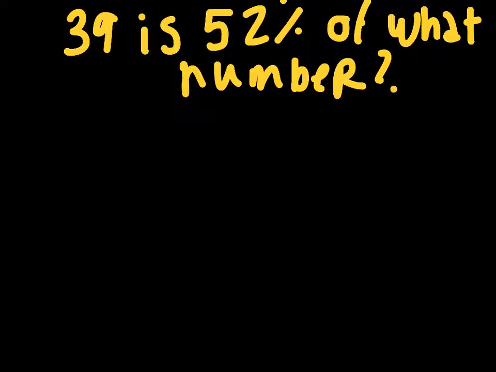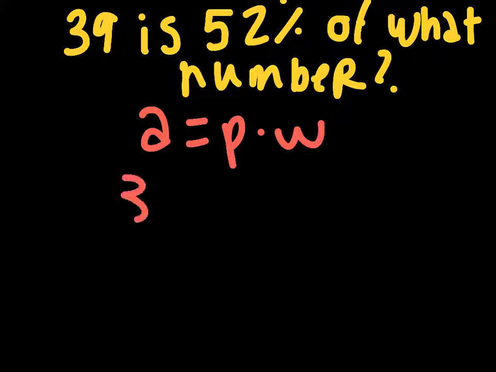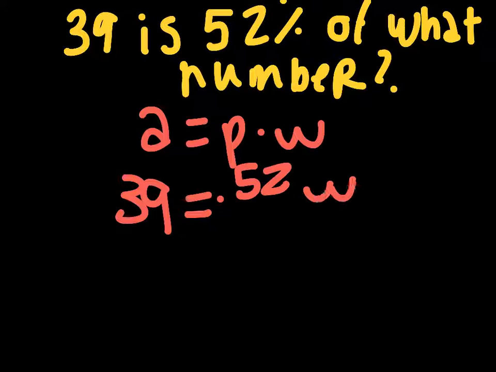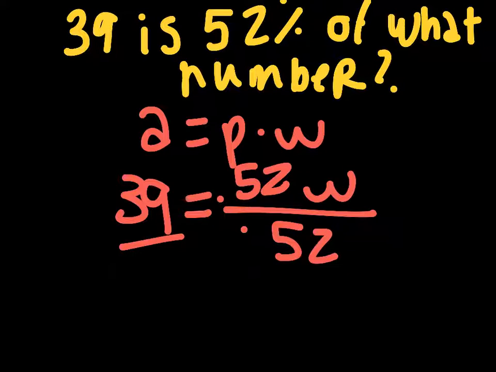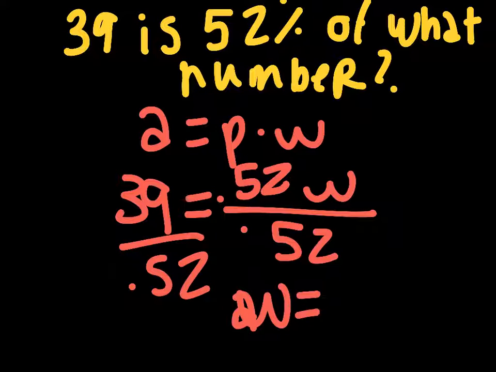Now, 39 is 52% of what number? Notice that we have our first part and our middle part, but we don't have the last part. In our equation, A equals P times W, so we're missing the whole number now. We just plug in our numbers. 39 equals 0.52, or 52 over 100, times W. Divide by 0.52, divide by 0.52. W equals 75. So 52% of 75 is 39.